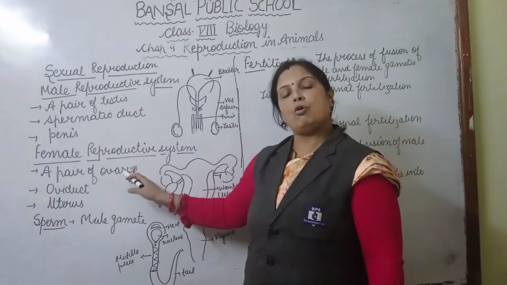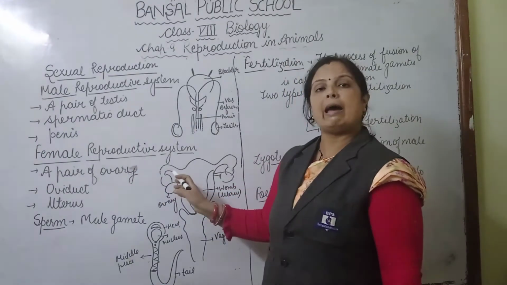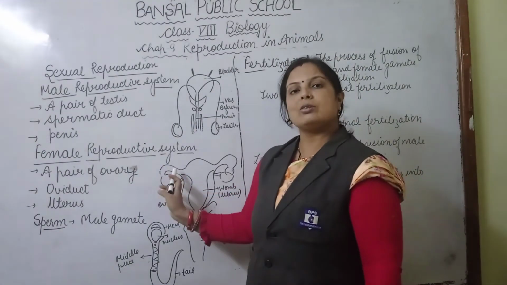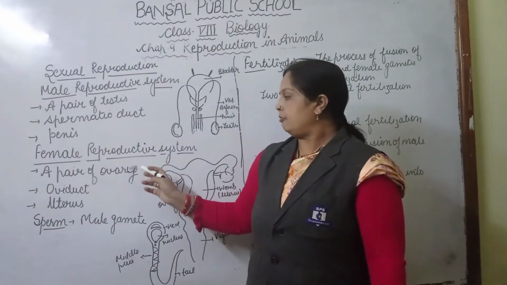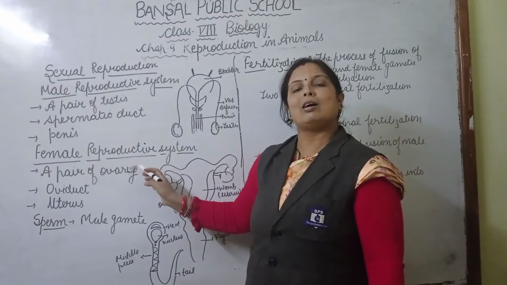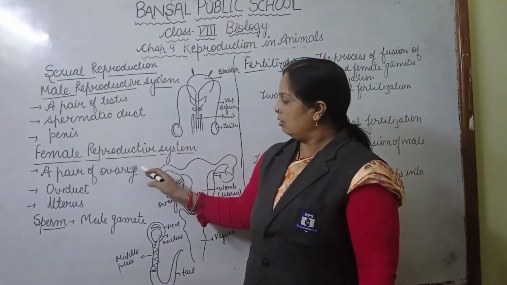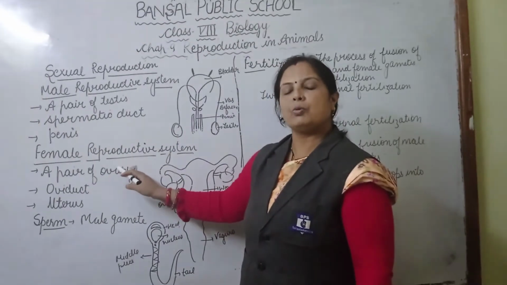And the female reproductive system consists of one pair of ovaries, oviduct, and uterus. What is the function of the ovary? The ovary releases an egg, and this process is known as ovulation. Further, the ovary secretes female sex hormones, known as estrogen as well as progesterone.